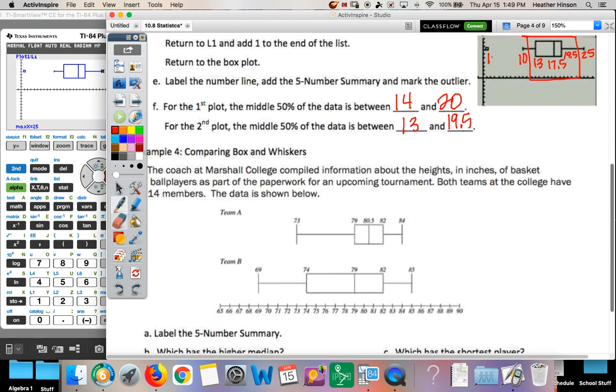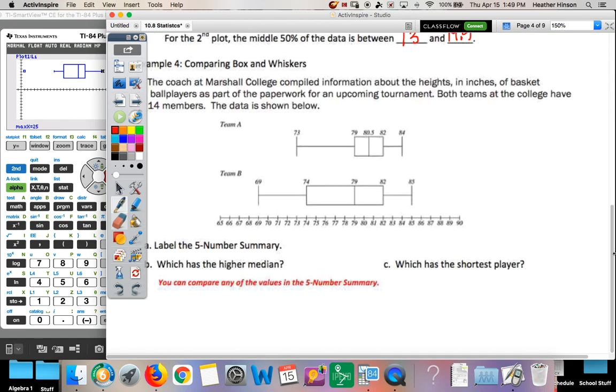So let's try one. Let's try to get some information from one of them. The coach at Marshall College compiled information about the heights in inches of basketball players as part of the paperwork for an upcoming tournament. Both teams of the college have 14 members, so we know they have 14 people. The data is shown below.